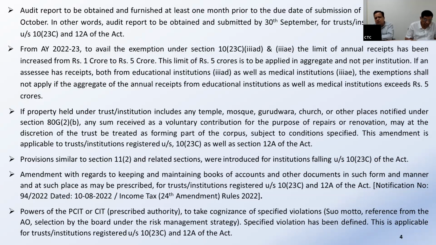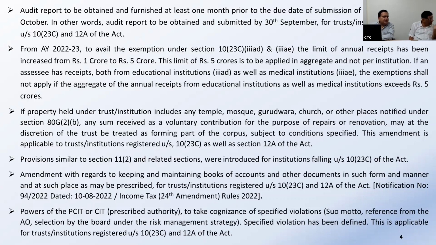Then provisions similar to section 11(2) and related sections, that is 11(3), 11(3A), introduced for organizations registered under section 10(23C). 11(2) is again accumulation for a period of not more than 5 years. Earlier, this was not there for 10(23C) institutions. Amendment with regards to keeping and maintaining books of accounts and other documents in such form and manner and at such place as may be prescribed for trust institutions registered under both 10(23C) and 12A of the Act. Now, this specification has come via Notification number 94 of 2022, which we have received very recently, dated 10/8/2022, which is called the 24th Amendment Rules 2022.